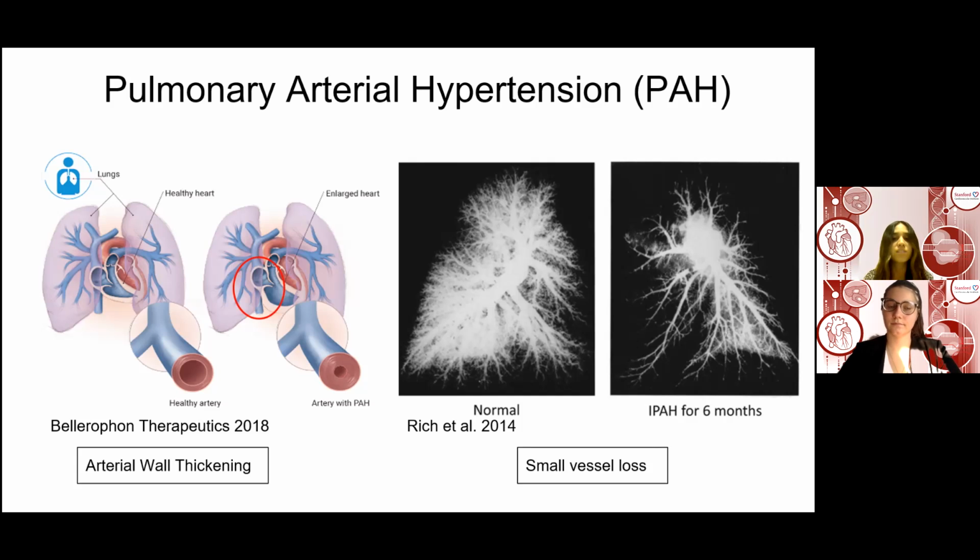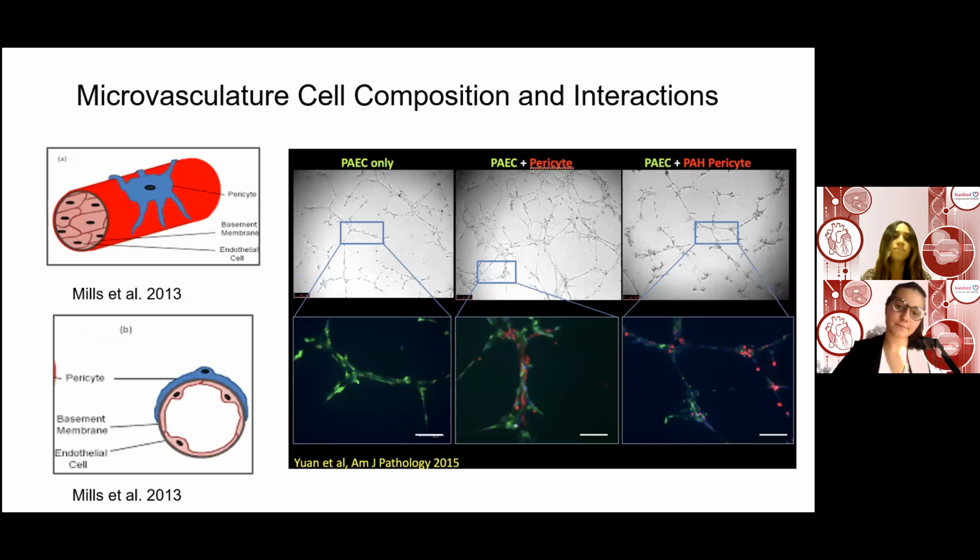In the microvasculature, like arterioles and capillaries that we see on the left, PAH causes small vessel loss. This small vessel loss is a result of disrupted endothelial cell and pericyte interactions. On the left here, we see normal endothelial cell-pericyte interactions. Endothelial cells line the lumen of the blood vessels, and in microvessels, like capillaries, pericytes interact with endothelial cells to keep the vessel strong. On the right over here, you can see what can happen when these interactions aren't strong.